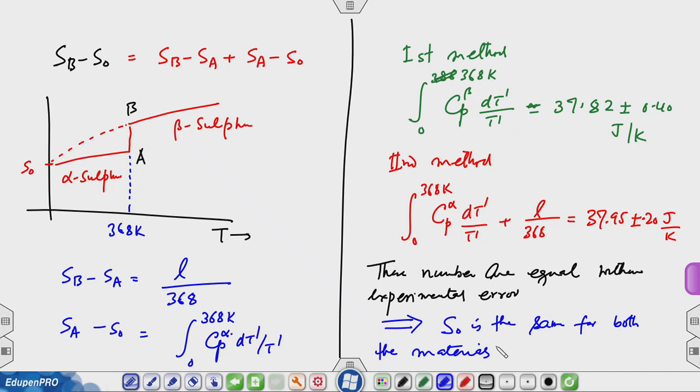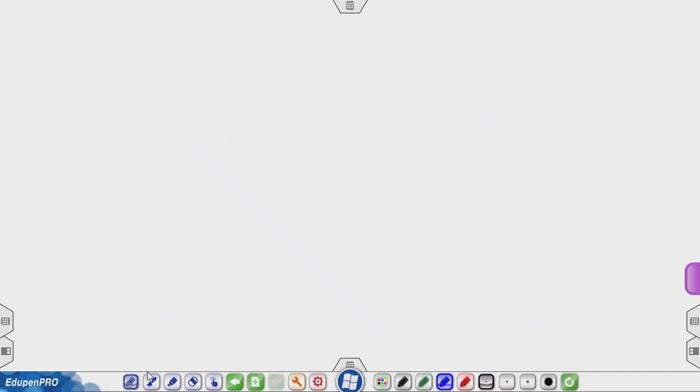Now, the third law has certain consequences, and one consequence you may have already noticed when I was doing this calculation is that when I do the integral dT prime over T prime from 0 to some temperature, I get a log term, and yet this integral is finite. That means Cp must be going to 0 as T tends to 0. So, this is the kind of consequences we are now going to talk about, and these are consequences of the third law.